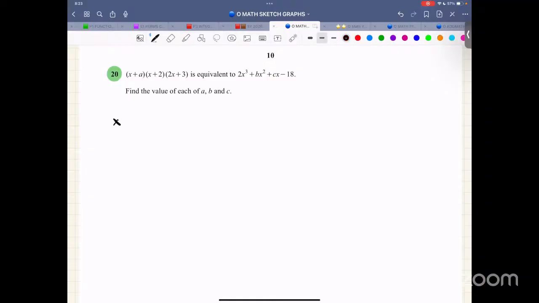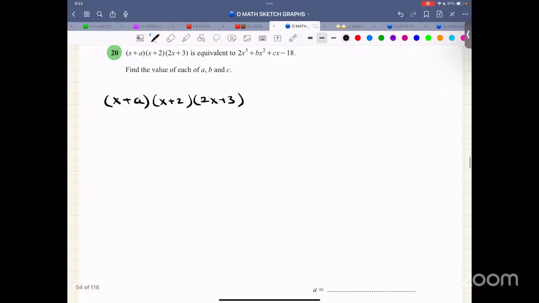Expand this thing. That is x plus a, that is x plus 2, that is 2x plus 3. And then compare coefficients. So now x plus a, let it remain as it is. First multiply these two: x into 2x, that is 2x squared. x into 3, that is 3x, 2 into 2, that is 4x, 2 into 3, that is 6. Simplify once again on the inside, 2x squared plus 7x plus 6.